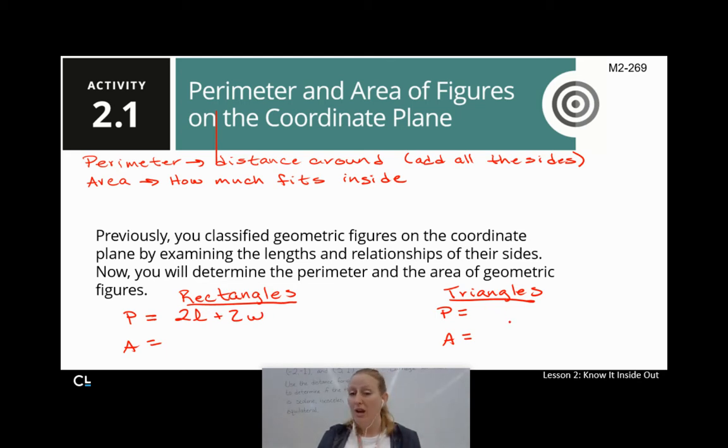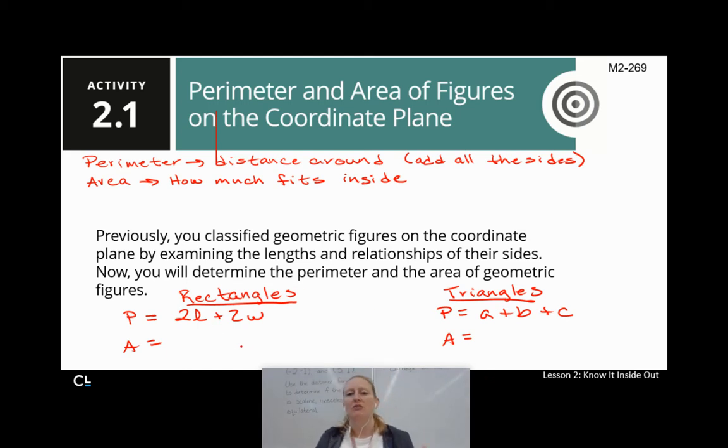For triangles, we don't have that luxury. We have been referring to the sides of a triangle as A, B, and C, and you just have to add them together. There's no nice cutesy formula for that. You just have to add the three sides of a triangle together to get the perimeter.